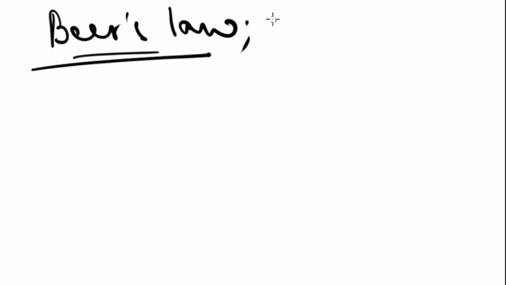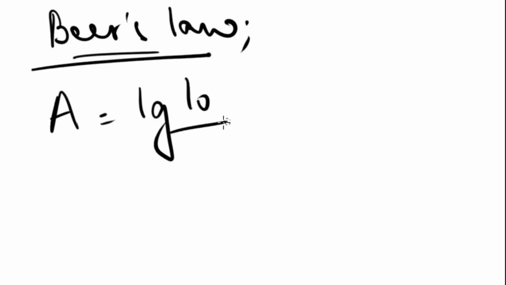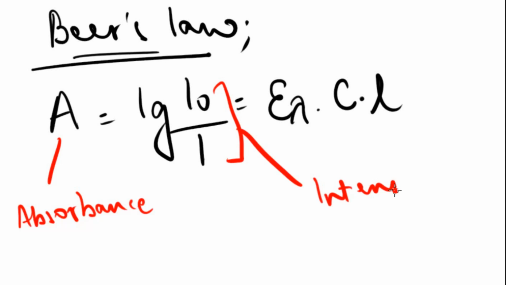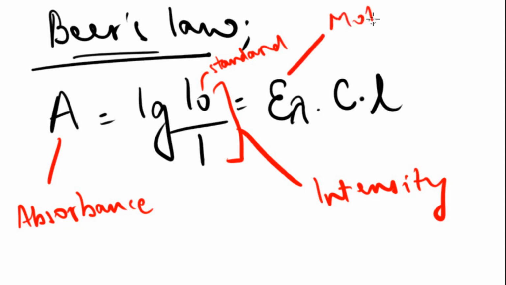Okay, there is one formula that you need to know. It is known as Beer's law, and it tells us the absorbance of the solution. So its absorbance, denoted as A, is equal to logarithm of intensity. Standard intensity over the actual intensity is equal to epsilon and lambda. Now epsilon is molar absorptivity, lambda is the wavelength, times the concentration, times the length.